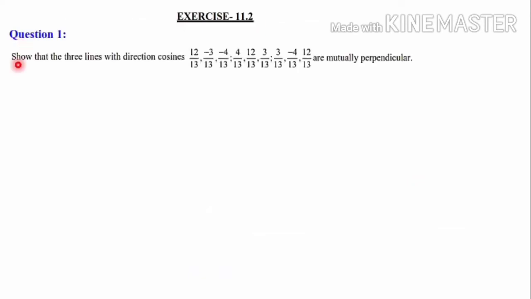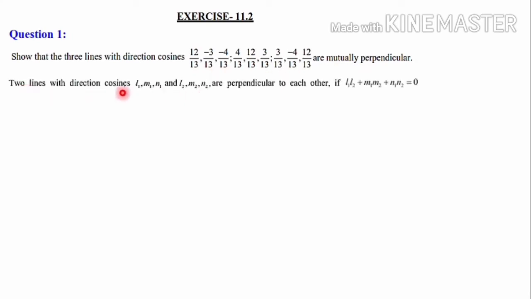Now let's discuss the exercise questions. Exercise 11.2, first question. Show that the three lines with the direction cosines 12 by 13, minus 3 by 13, minus 4 by 13; 4 by 13, 12 by 13, 3 by 13; and 3 by 13, minus 4 by 13, 12 by 13 are mutually perpendicular. Direction cosines l, m, n are given, so we have to prove that these lines are mutually perpendicular.